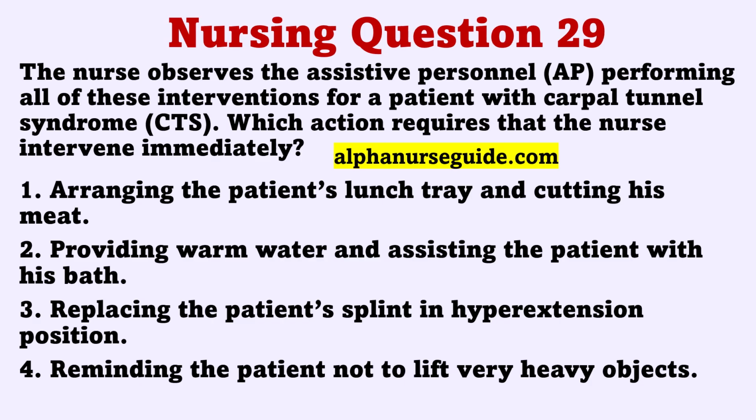The correct answer is 3. Replacing the patient's splint in hyperextension position. Rationale. When a patient with CTS has a splint to immobilize the wrist, it is placed either in the neutral position or in slight extension, not hyperextension. The other interventions are correct and are within the scope of practice of an AP. APs may remind patients about elements of their care plans that have already been taught, such as avoiding heavy lifting.